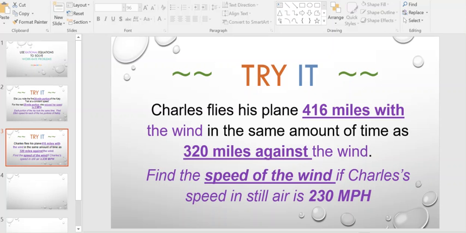Charles flies his plane 416 miles with the wind in the same amount of time as it takes him to fly 320 miles against the wind. Notice the question. Find the speed of the wind if Charles's speed in still air is 230 miles per hour. Again, make note of the question. Find the speed of the wind.